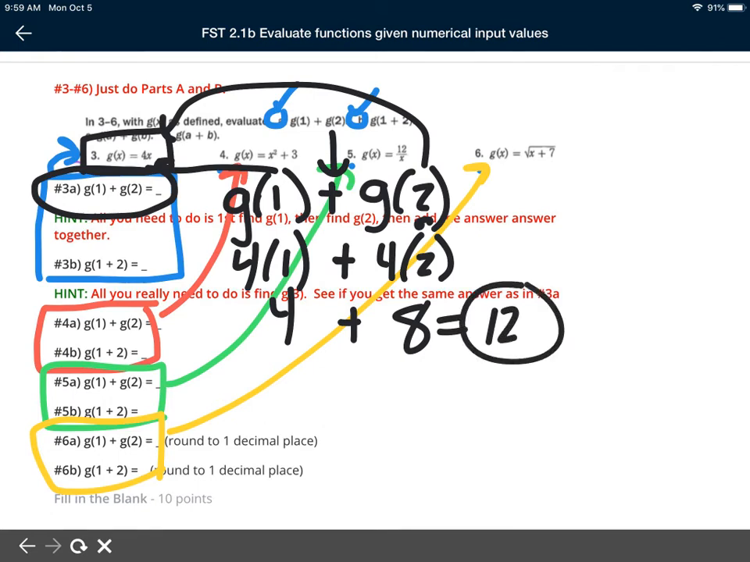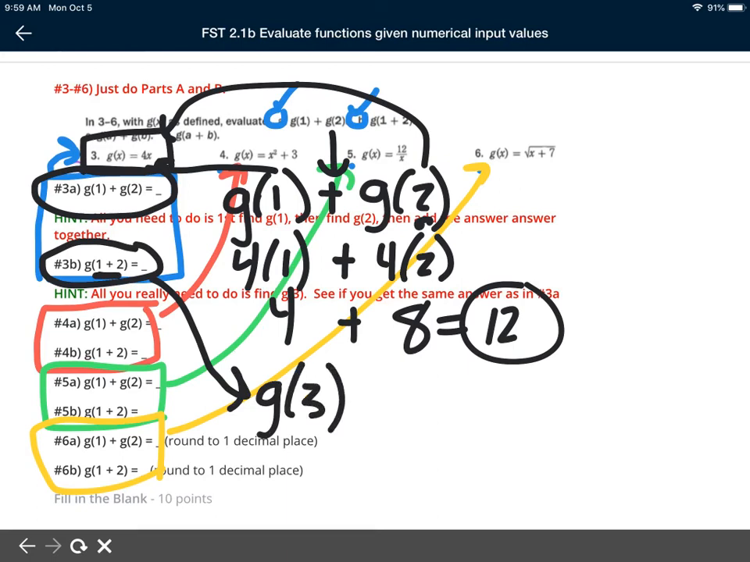Now they're switching gears and saying, okay, for part B, find g of 1 plus 2. Well, under order of operations, I can do 1 plus 2 combined. So really, what they want me to find is g of 3. That's all they're really asking. So g of 1 plus 2 is really just g of 3.